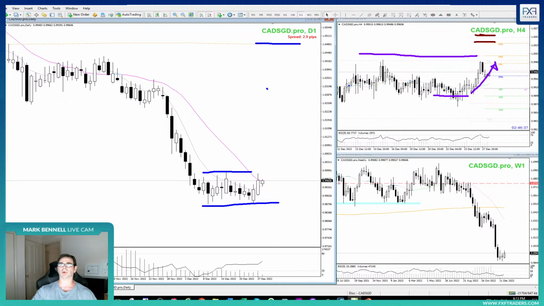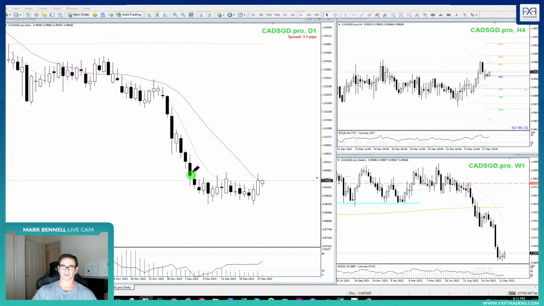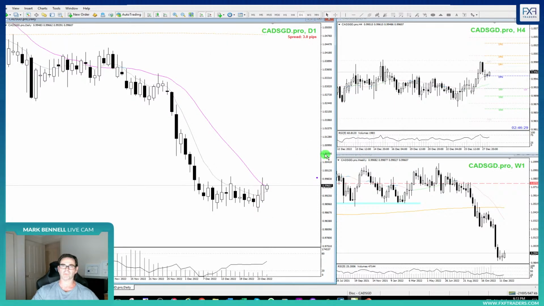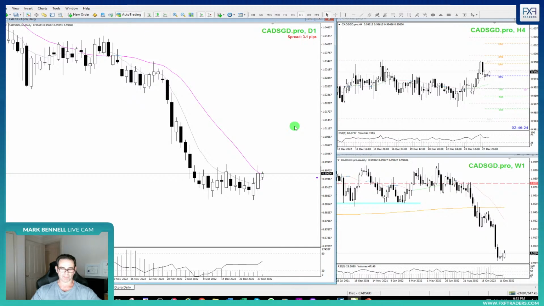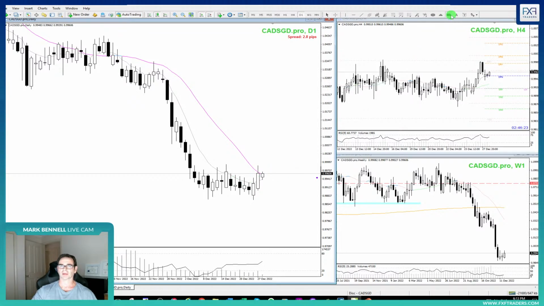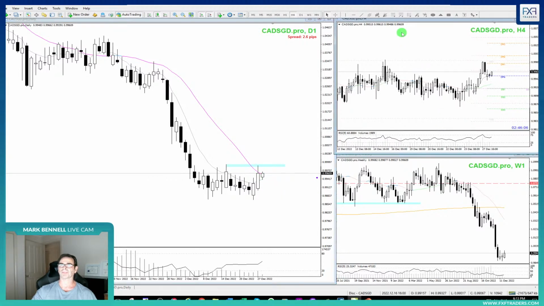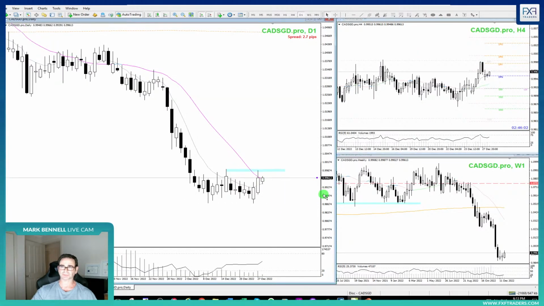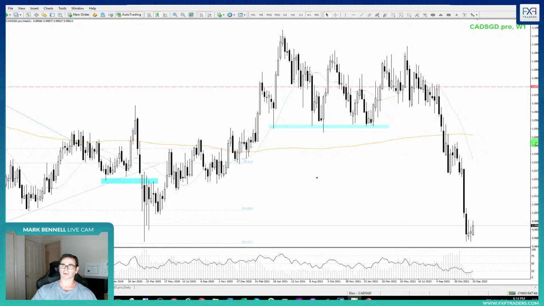So CAD Singapore, I like. So we're still in this basing structure. So that's actually a new low there. 702, 712. Okay, so 1 pip. So the anchor is actually here. Look, it's right in it. So, all right, so here's a good example. So I noticed that. All right, what's the weekly doing?